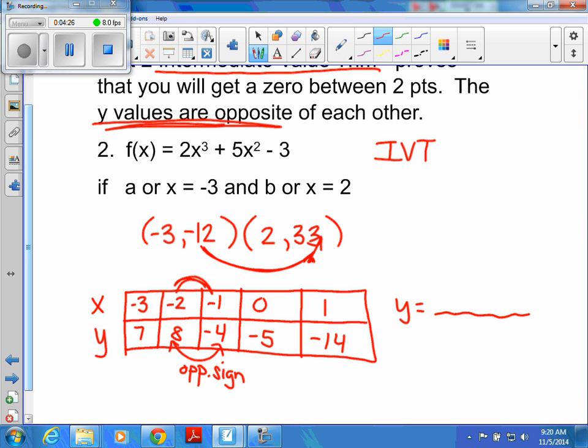Why wouldn't it cross the x-axis here? Because they're still negative. They're not going to cross over if they're both negative. Make sure you know how to make one of these, because you're going to see this on the review sheet, you're going to see this on the test.